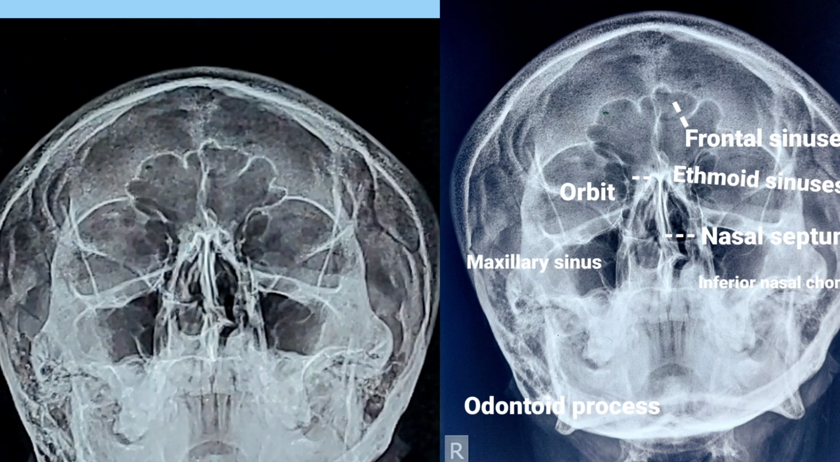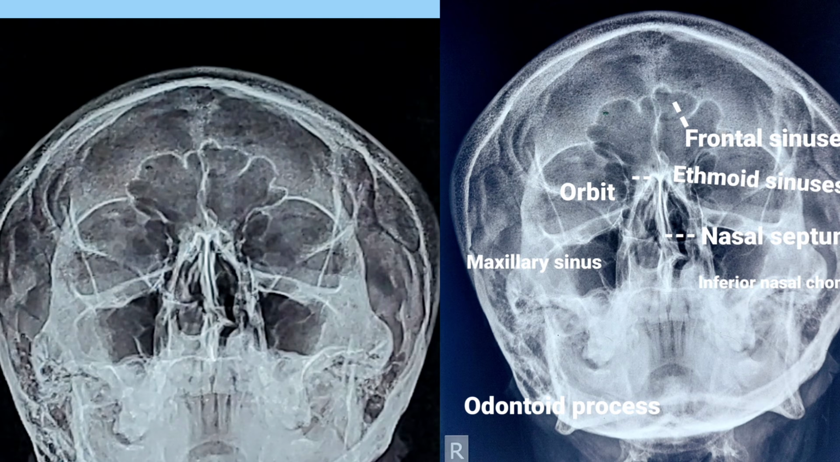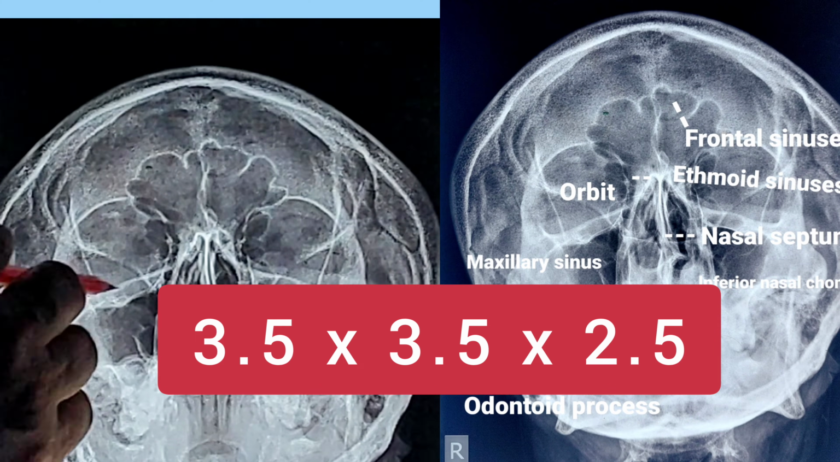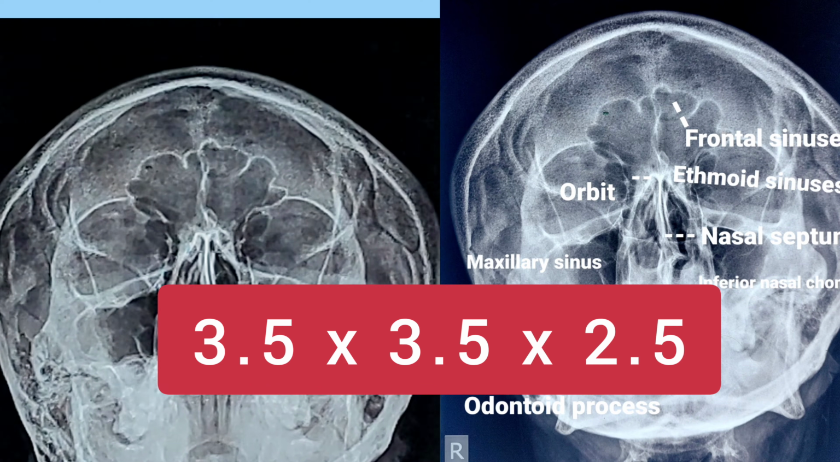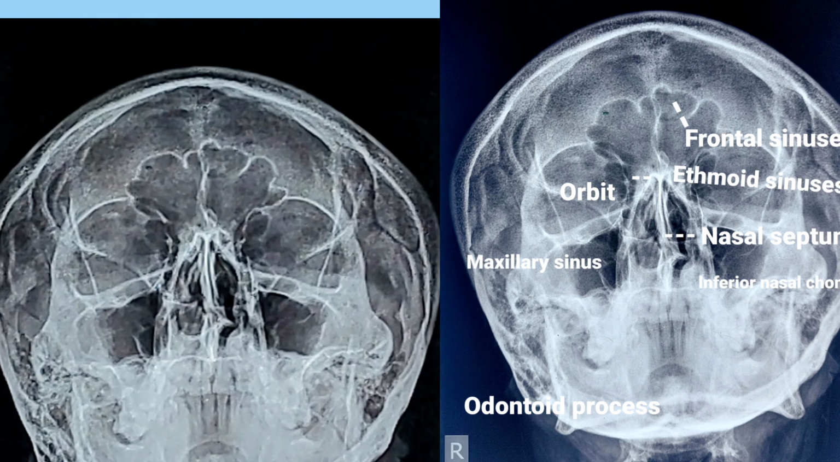to develop. Its dimensions are vertically 3.5 centimeter and anteroposteriorly also 3.5 centimeter, but the width or transverse breadth is about 2.5 centimeter. But these dimensions may vary, and these become hazy during the inflammation of the sinus.